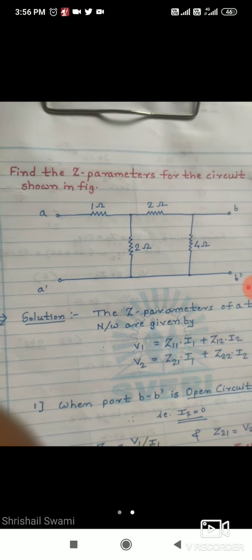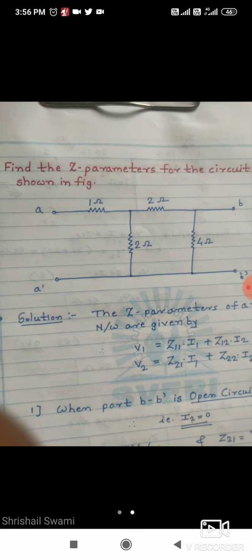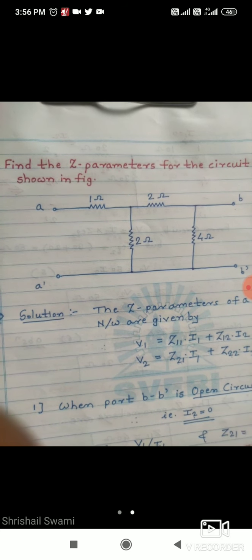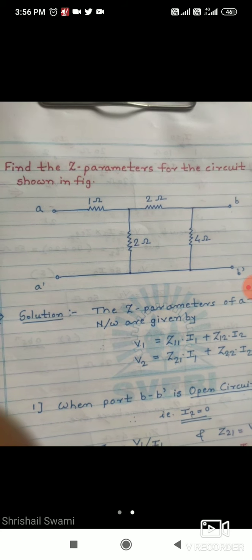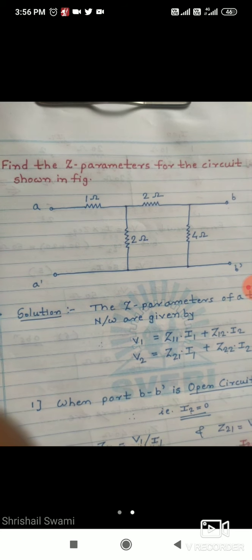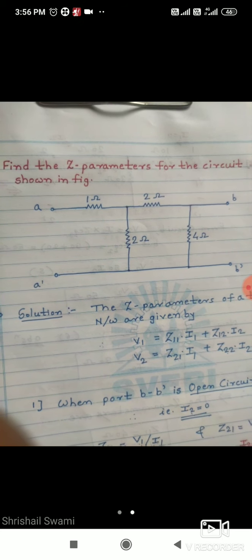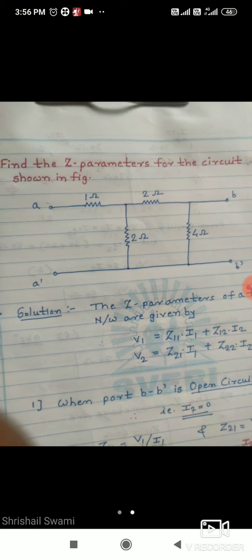In the last lecture, we started the Z parameters, open circuit impedance parameters. We have seen the theoretical concept. What do you mean by Z parameters? How to find out Z parameters? What are the names of different parameters? That is Z11, Z12, Z21, and Z22. How to find out these parameters? What will be the conditions? I1 equal to 0 and I2 equal to 0.